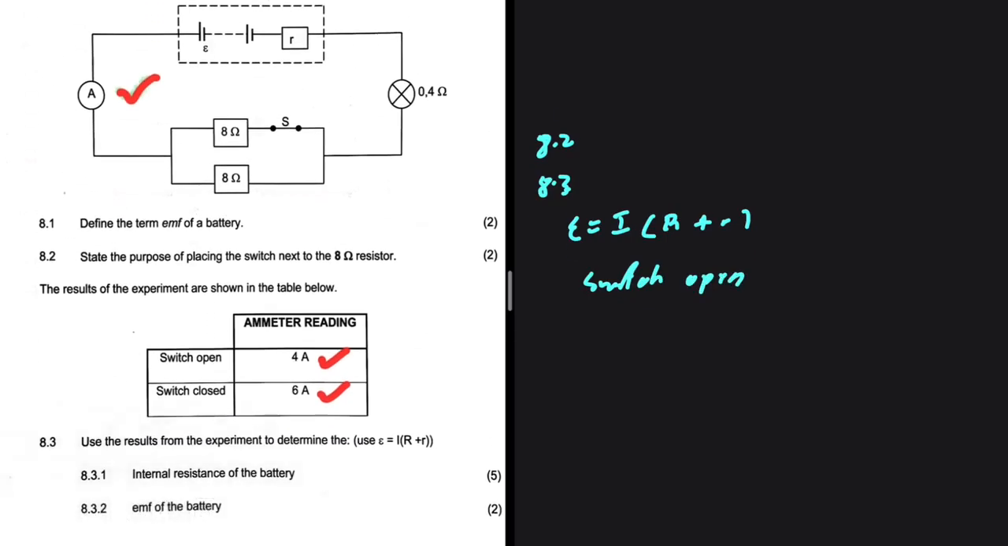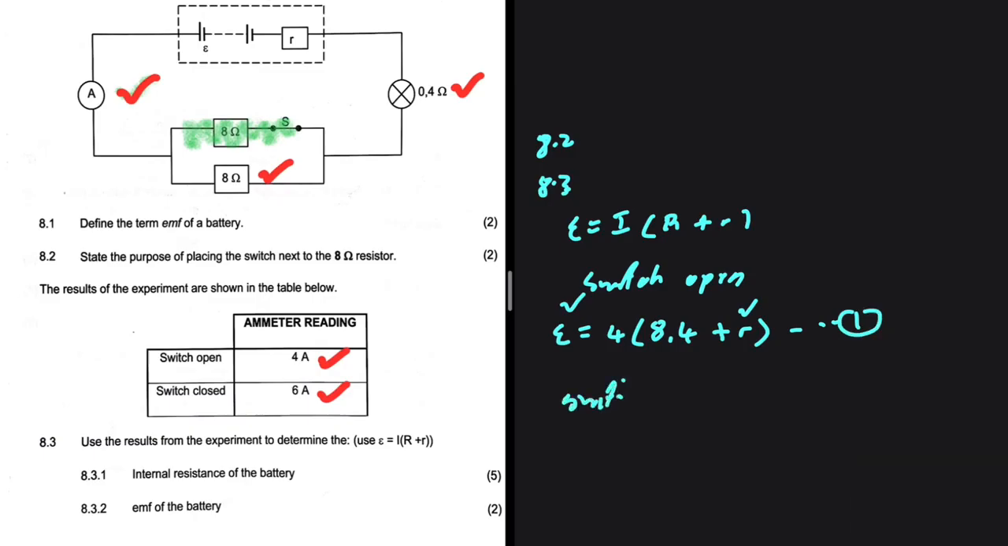When the switch is open, there is not going to be current flowing in this path. So we just have the 8 ohm resistor and the 0.4 ohm bulb in series. So our total external resistance will be 8.4 when the switch is open. Our EMF is going to be equal to the current multiplied by the external resistance, which is 8.4, plus the internal resistance. We have two variables, the EMF and the internal resistance.